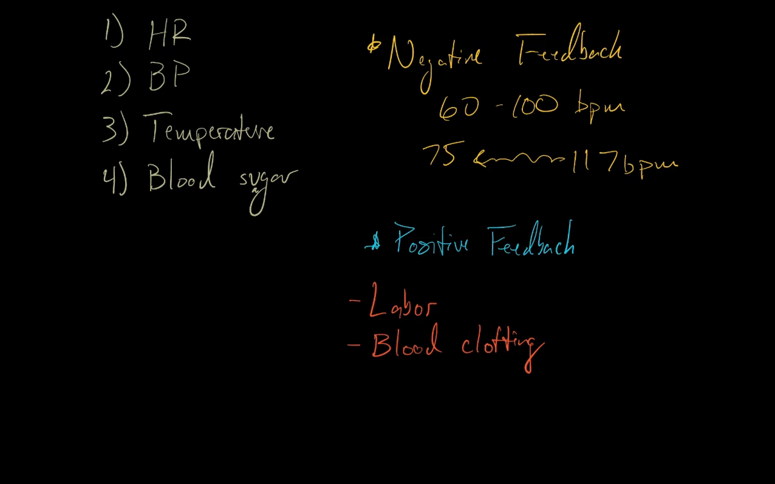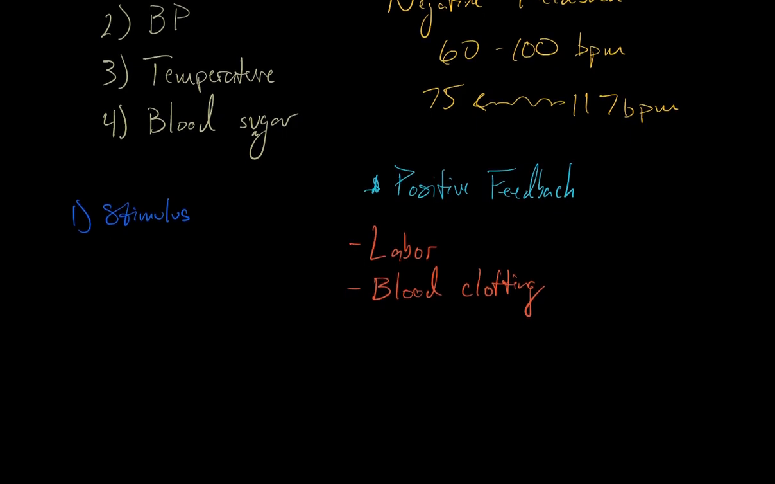Now, for essentially all homeostatic feedback systems, there's a sequence of events, and there are three main things that you have to have for a homeostatic feedback system, right? The first thing is you have to have a stimulus. In this context that we're talking about, primarily think negative feedback, right? So you have to have a stimulus.